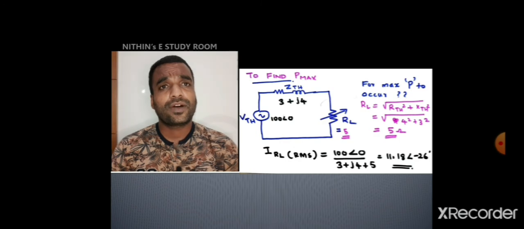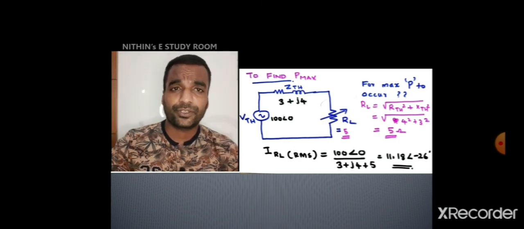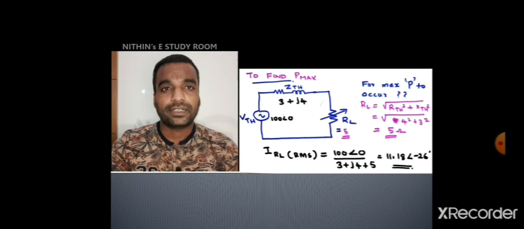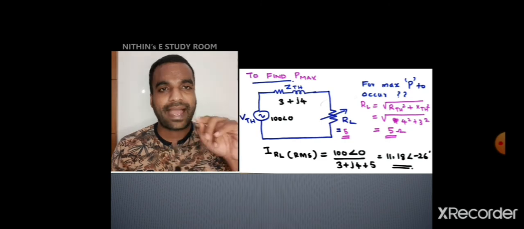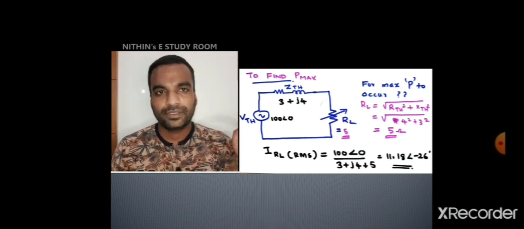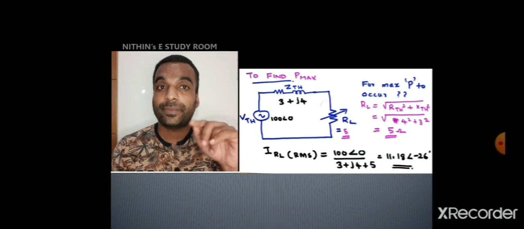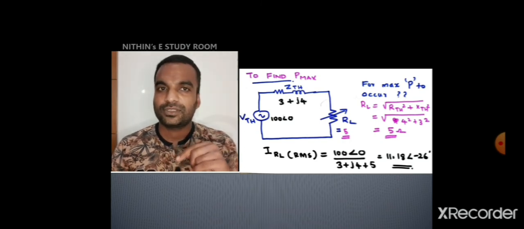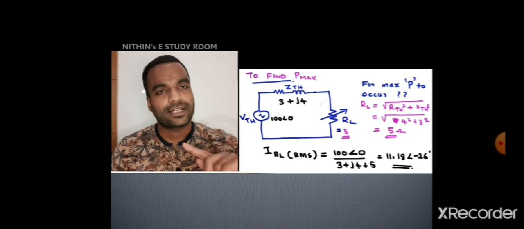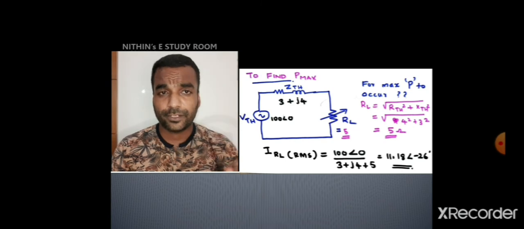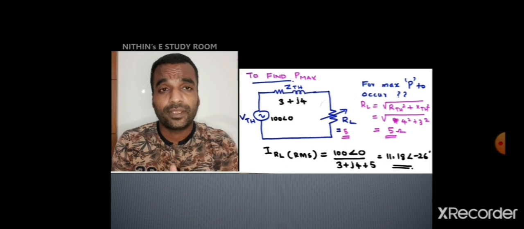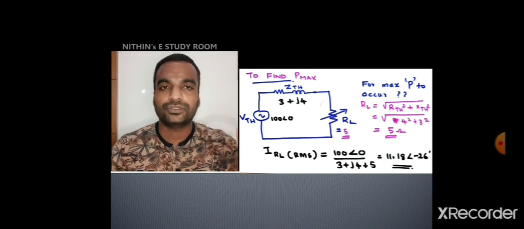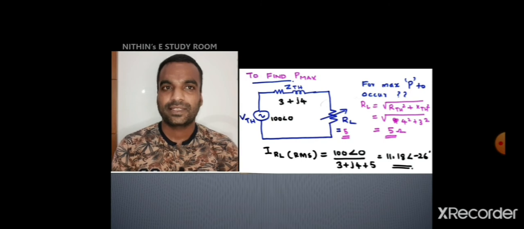But if you want to specify the same AC wave that you are getting in your home in the form of a sine wave, how can you specify? V maximum into sine omega t. At that time you have to calculate V maximum from VRMS. So V maximum is equal to VRMS into root 2, or in other words, VRMS is V maximum by root 2. So what is the maximum value of voltage that you are getting in your home? If RMS value is 230, maximum value is 230 into root 2.